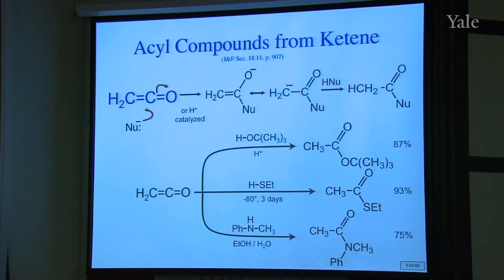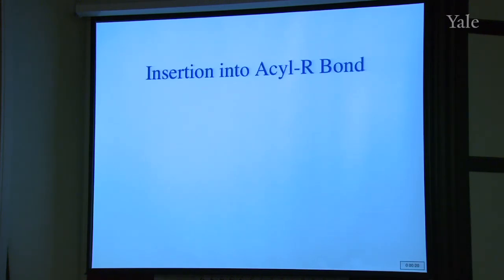Or you can use a nitrogen, right? This is done in ethanol water, and it gives a 75% yield. Of course, these other things could have reacted, right? The O minus or HO minus could have reacted if it were in base, but although it isn't said so here, it's probably in acid, so it's probably an acid catalyzed reaction.